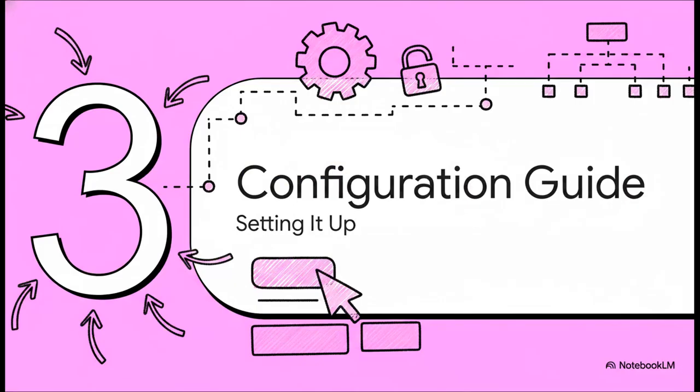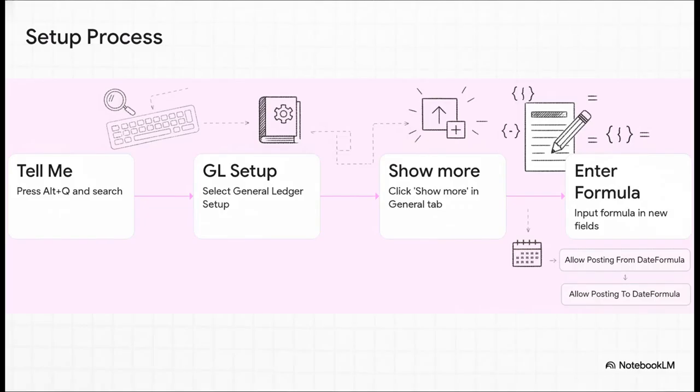Section 3. Step-by-step configuration guide, setting it up. All right, let's look at exactly where to go in the system. The process is wonderfully straightforward. First, you'll use the Tell Me feature. Just hit Alt+Q on your keyboard. Type in General Ledger Setup and click that related link.